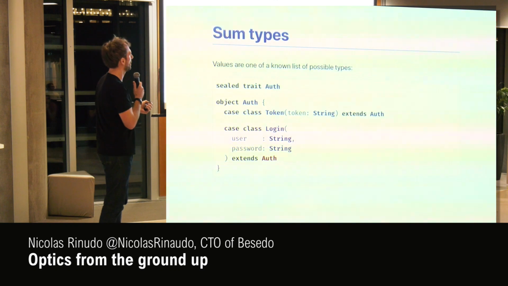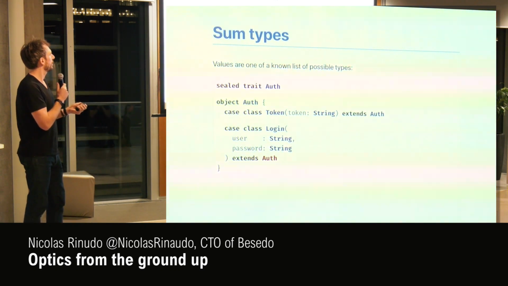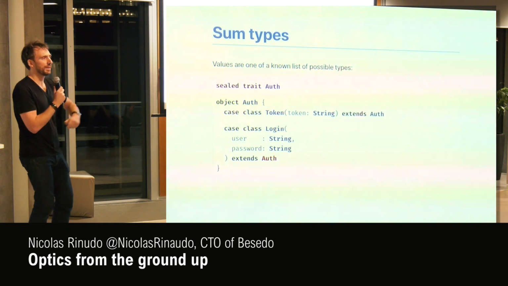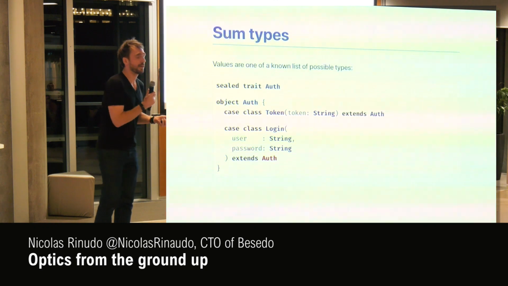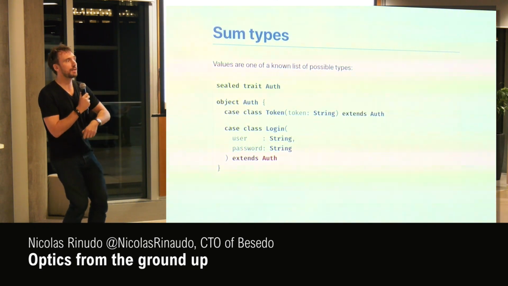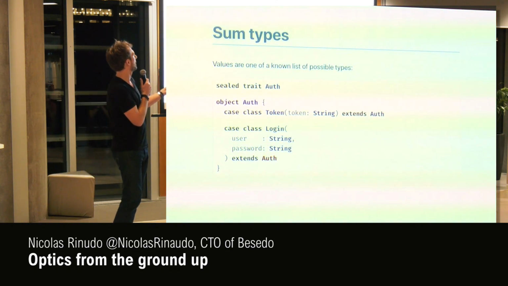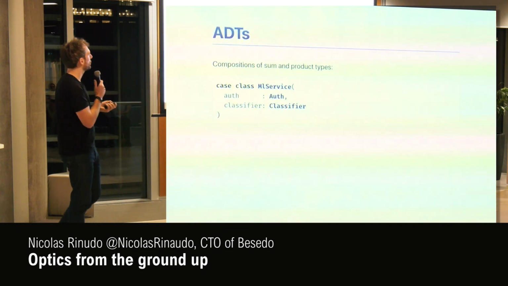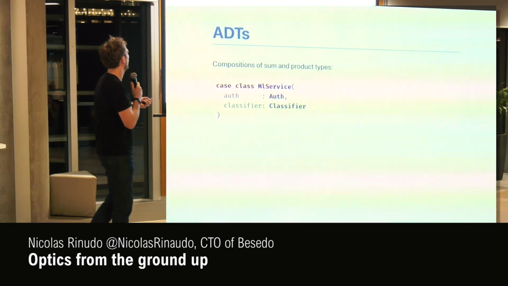And here I'm using the example of an authentication mechanism, which can be either a token, which is a string, so you just pass a token and you're going to be authenticated, or a case class, which is login, username and password. That's going to be a sum type. It's called a sum type for exactly the same reason that product type is called product type: the number of elements that can be part of auth are the number of values of token plus the number of values of login.